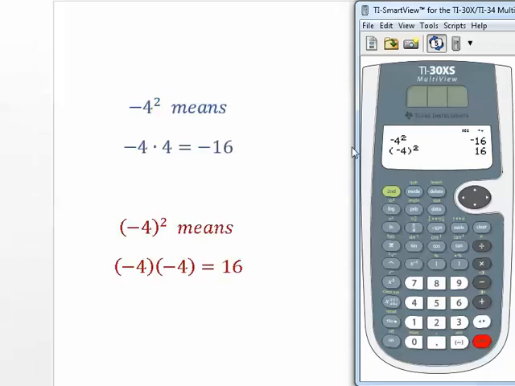What's nice is the calculator will take care of this for us, but negative 4 squared without parentheses means negative 4 times 4, and that's negative 16. So in other words, the base without parentheses is just the 4, not the sign. With parentheses around the negative 4, squared means negative 4 times negative 4, and that gives us a positive 16. So the key here is with parentheses, we will square both the sign and the number. So in other words, the base is negative 4, not just the 4.